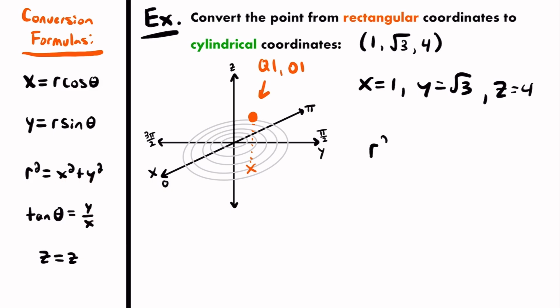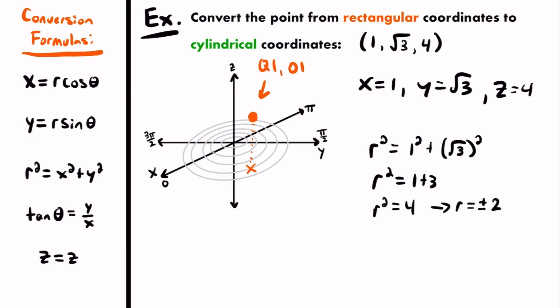First up, we have r squared equals x squared plus y squared. So we'll have 1 squared plus the square root of 3 squared. 1 squared is 1, and the square root of 3 squared is 3. So r squared is equal to 1 plus 3, so r squared equals 4, which means that r equals plus or minus 2. So we get two different values for the radius. We'll talk about what that means in a little bit, but for now let's focus on the angle.